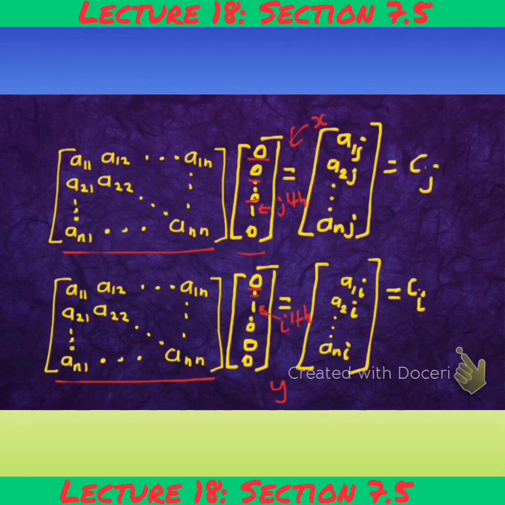Now if I go and multiply A with x, what essentially am I going to get? I'm going to get the jth column of A. And if I go and multiply A with y, I am going to get the ith column of A. Right, so take note of that. Ax is going to be the jth column of A, and Ay is going to be the ith column of A.